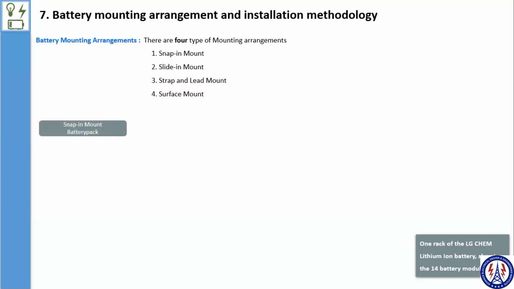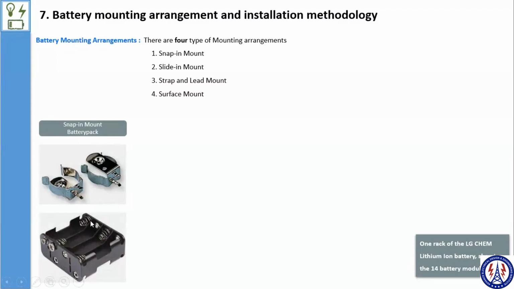Very common is surface mount for your large scale battery energy storage systems. Rest all others are very specific to the application point of view. Even I would say that these 4 are based upon the application point of view. Okay.